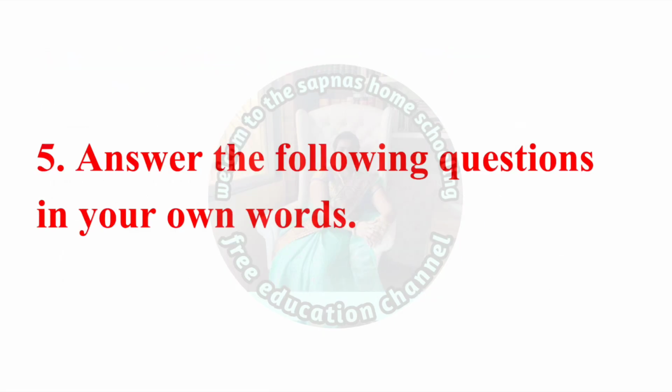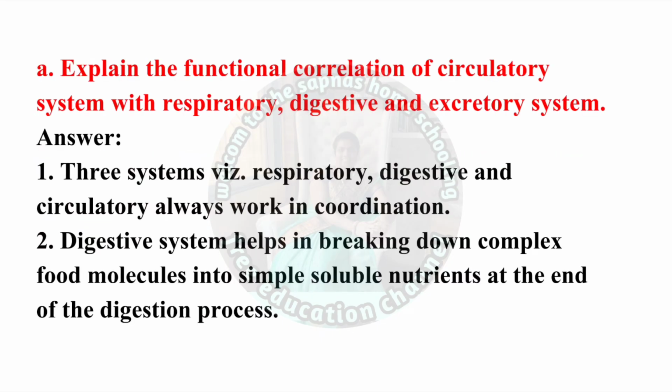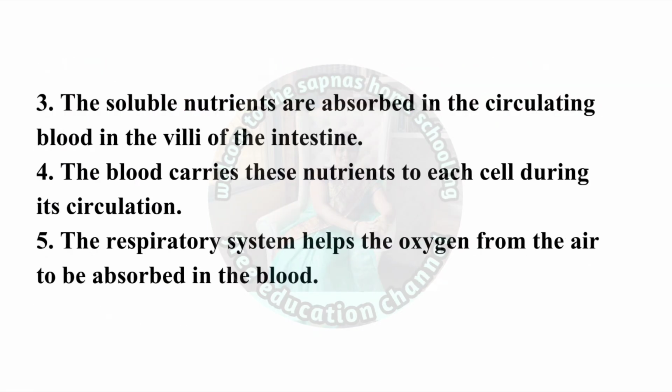Question 5. Answer the following questions in your own words. A. Explain the functional correlation of the circulatory system with the respiratory, digestive and excretory systems. Answer. Three systems, respiratory, digestive and circulatory, always work in coordination. The digestive system helps in breaking down complex food molecules into simple soluble nutrients at the end of the digestion process.